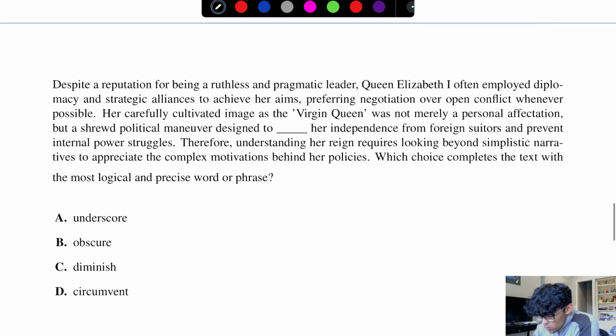Okay, so again, words like despite are super important here. So let's take note of our context clues following our strategy. Despite a reputation for being ruthless, they thought that she was ruthless, but she also often employed diplomacy and strategic alliances. Preferring negotiation over open conflict, that's fine. Her carefully cultivated image was not merely a personal affectation, but a shrewd political maneuver designed to blank her independence.